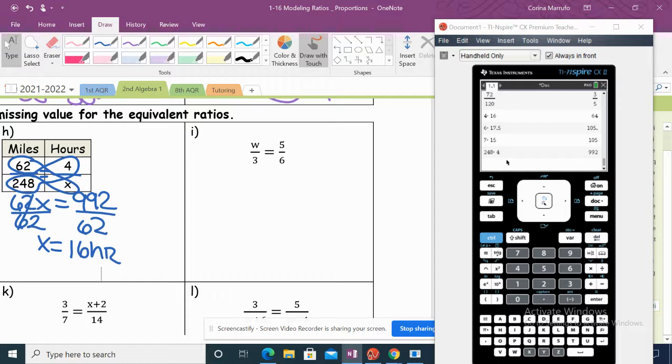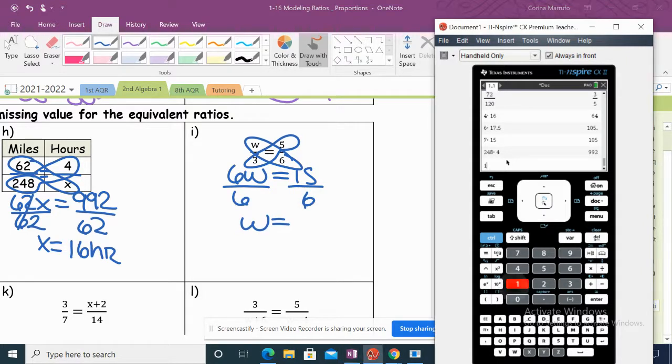Alright, so when we cross multiply this one, 6 times w is 6w, and 3 times 5 is 15. Okay. So this time when we divide, we don't get a really pretty number, we get a decimal, right? So I would just leave it as a reduced fraction. So this gives you 5/2, so I would leave it as 5/2.